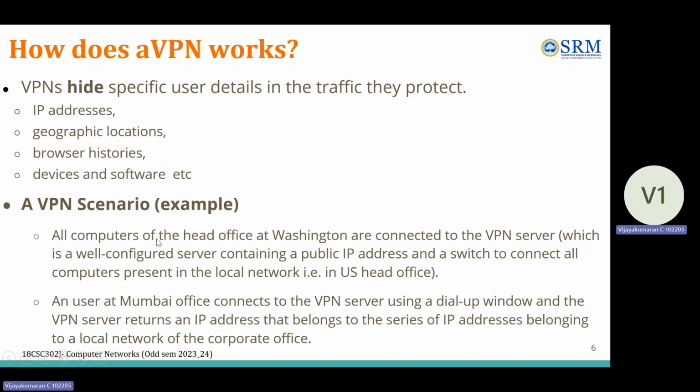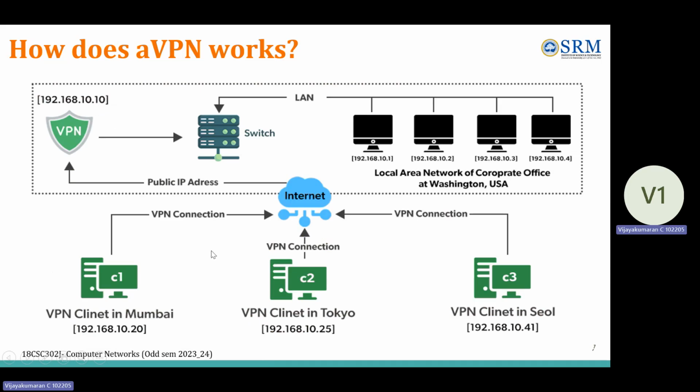Suppose your branch office is located in Mumbai, Tokyo, China, somewhere in the world. For example, a user at the Mumbai office connects to the virtual private network server using a dial-up window. Here the dial-up window is the VPN client, and the VPN server returns an IP address from the series of IP addresses belonging to the local network of the corporate office, not the actual IP address, but the IP address of the local network situated at Washington.